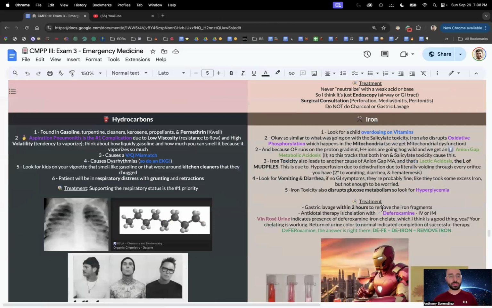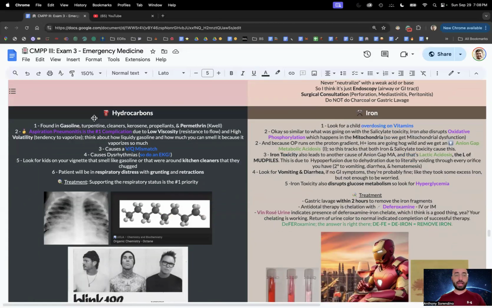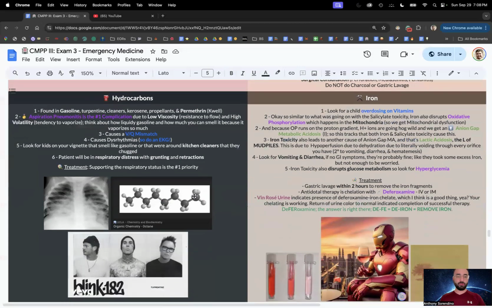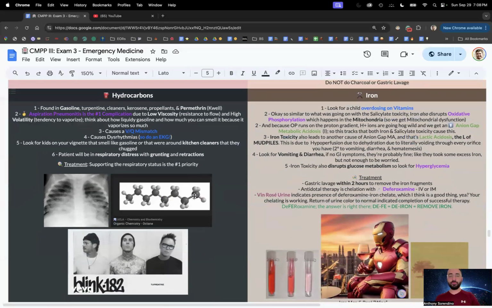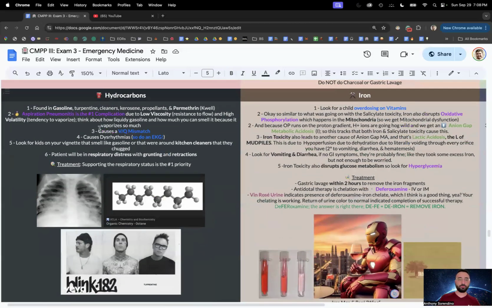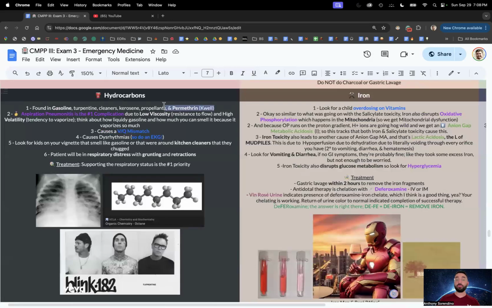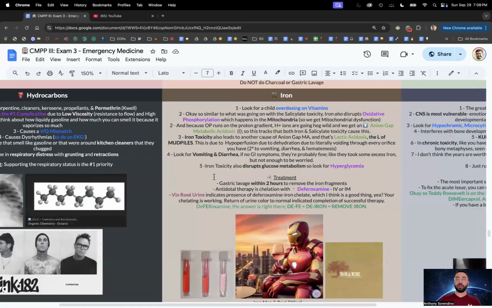All right, hydrocarbons. This is gasoline, turpentine. The big thing here is like with aspiration pneumonia, you're going to get a VQ mismatch. You can get dysrhythmias here as well. Just supportive therapy, I think, is the big one. And oh, permethrin. That's like the scabies and lice treatment. That's interesting.